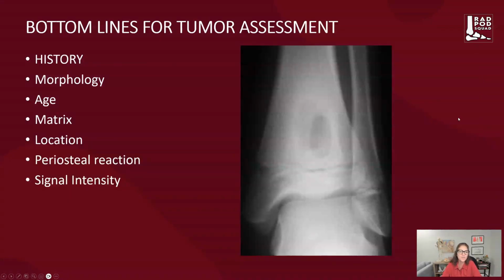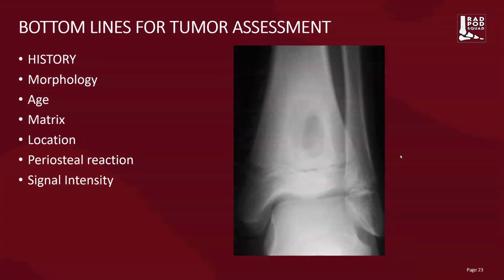The bottom lines for tumor assessment, we're looking at the history. Do you have malignancy? Is there pain? Morphology of the lesion. Is it well defined? Age of the patient, matrix, location, the presence of periosteal reaction, and the signal intensity, all important to assess tumors.